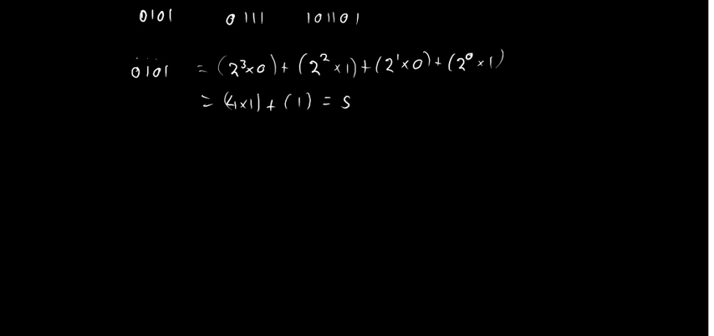Same thing for this one, 0 1 1 1. This is equal to, and you can always omit the terms that have zeros anyway, that's just an extra step, but just for the sake of demonstration, I'm adding those there, right? 2 to the power 3 times 0, plus 2 squared times 1, plus 2 to the power 1 times 1, plus 2 to the power 0 times 1.